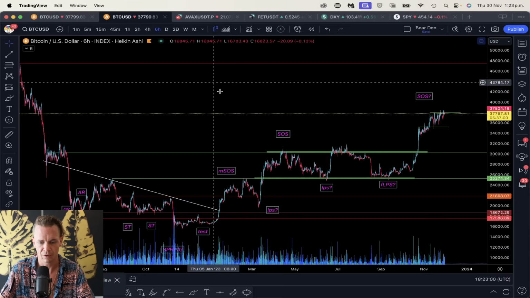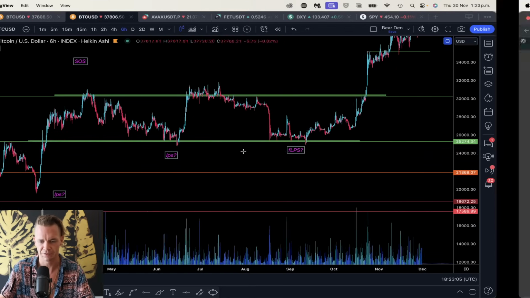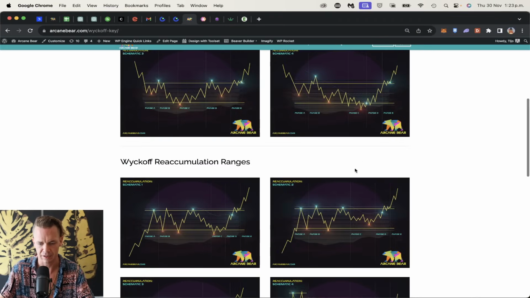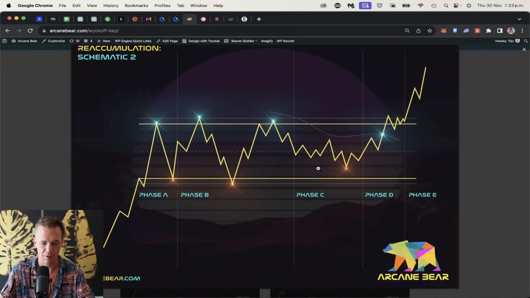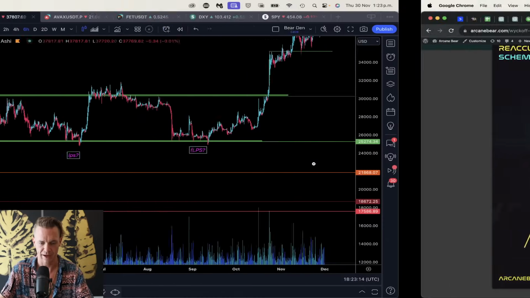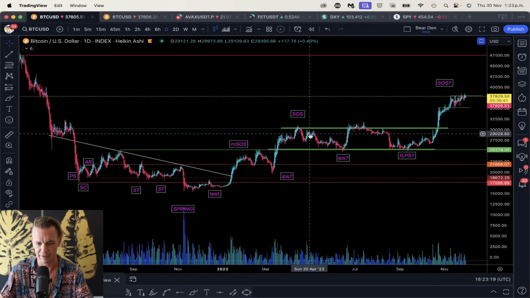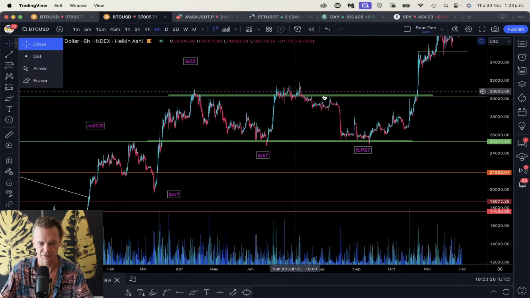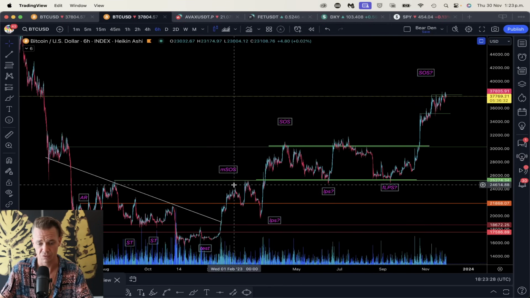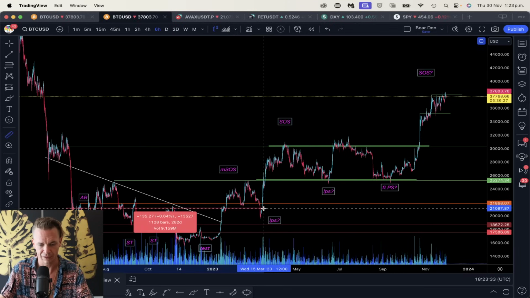But I want to also then focus on this, which is this secondary reaccumulation range that came out of the back of the trading range for Bitcoin. And this is what we're seeing in much of the market at the moment, is reaccumulation schematics. So once you have a completed bottom of the box, you jump up into an SOS and form a new reaccumulation range. The fact that we formed a secondary reaccumulation range outside of the back of the box for Bitcoin is extremely bullish.